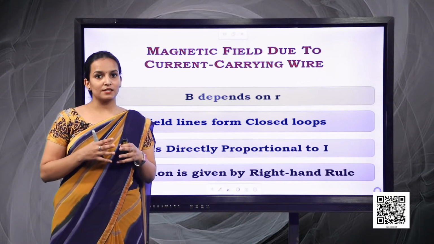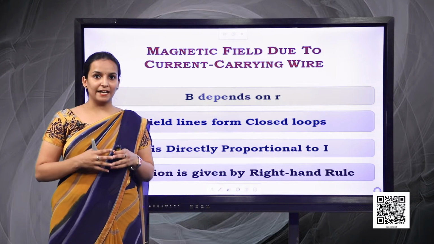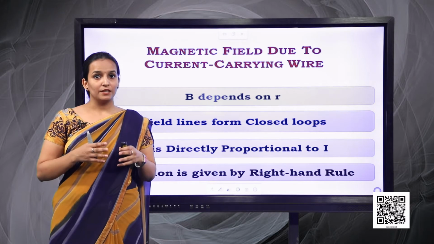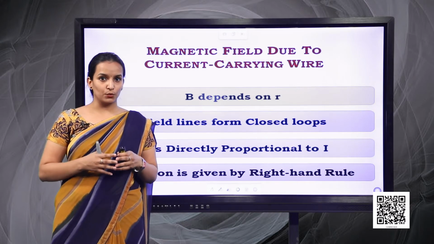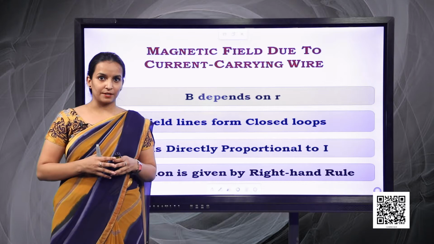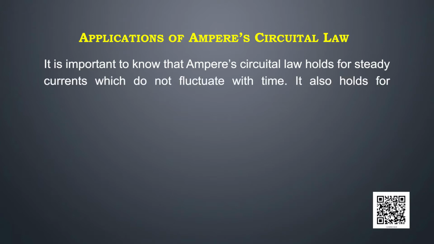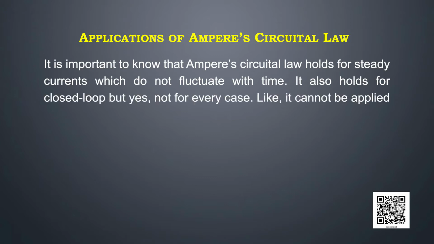There exists a simple rule to determine the direction of the magnetic field due to a long wire. This rule is called the right-hand rule, which we have discussed recently. It is important to know that Ampere's circuital law holds for steady currents which do not fluctuate with time. It also holds for a closed loop, but not for every case. Like, it cannot be applied to the field at the center of the loop.